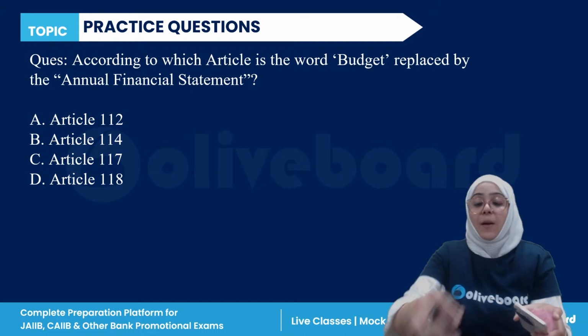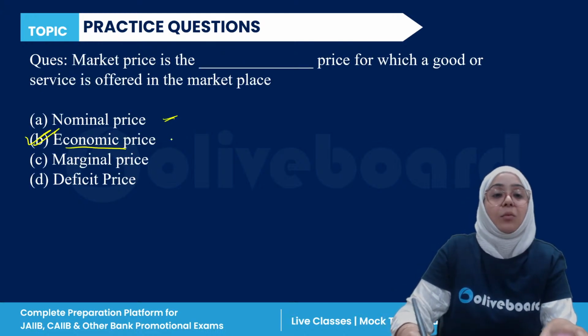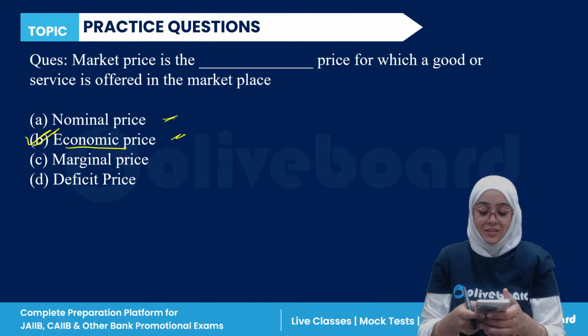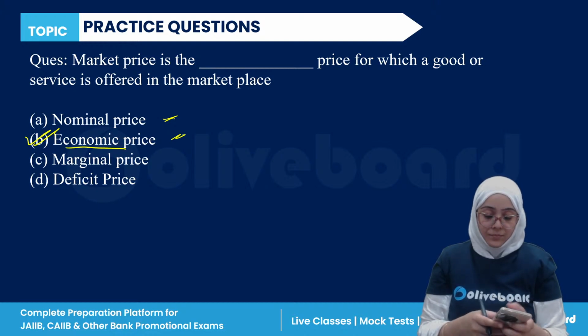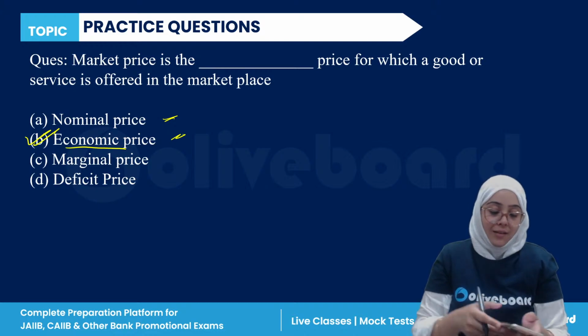So it is the nominal price. I am confused with this and this, right? But it is the economical price. Just give me 1 minute, I'm just checking this. I think it is an economical price. Nominal price can also be the answer. So here I'm actually confused, right? I will give you the answer in the next class. Don't worry.